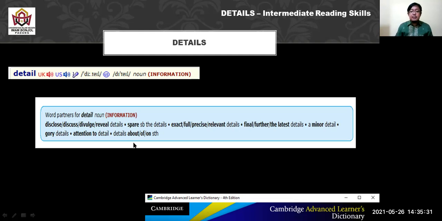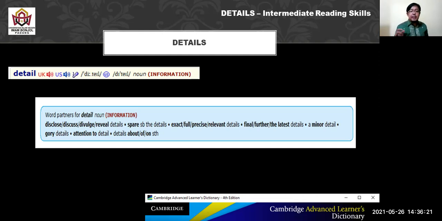Contoh berikutnya adalah spare somebody the details. Sama dengan memberikan keterangan pada seseorang dengan exact details, full details, precise details, and relevant details. Kata berikutnya adalah final or further, the latest details. A minor detail, blurry details, attention to details, details about something, or details of something, or details on something. You can say details about Bali Island, for example, or details of Nicole Kidman, things like that, details of that. And the details on Mariah Carey, for example.